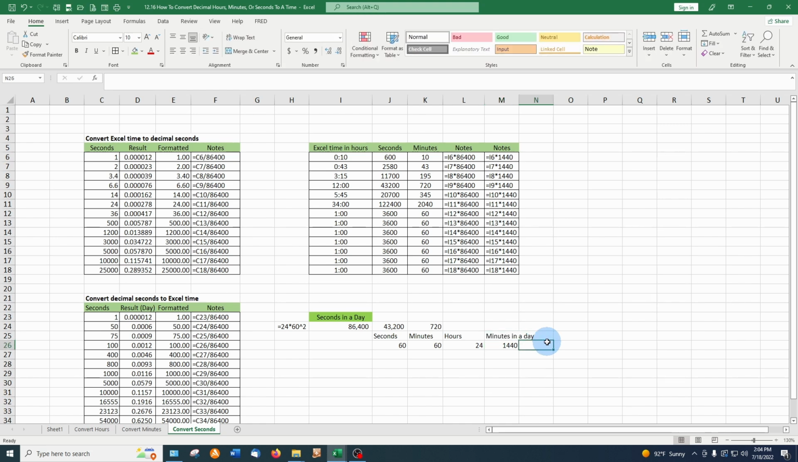How about seconds in a day? Well, we can do this. We know there's 24 hours in a day, 60 minutes in every hour, and 60 seconds in every minute. That's how we get total seconds in a day. If you want half of that, you can divide this by 2. If you want only half of the minutes, divide it by 2. If you want to convert this, just change this to 12, and that does the same thing.